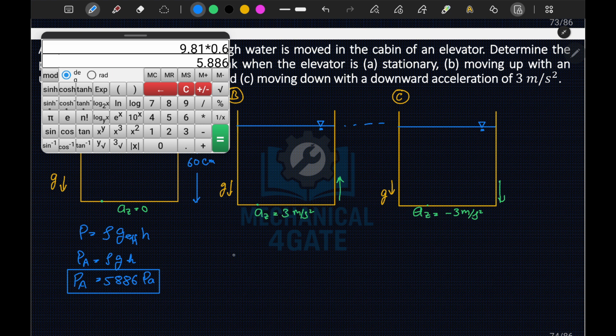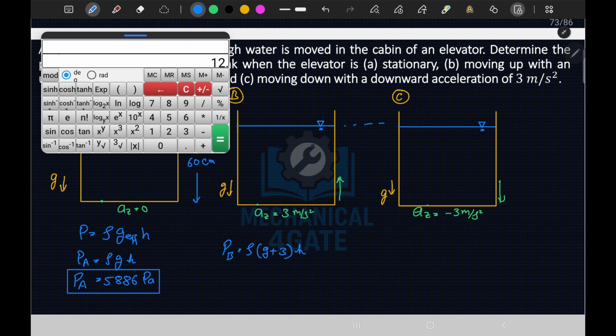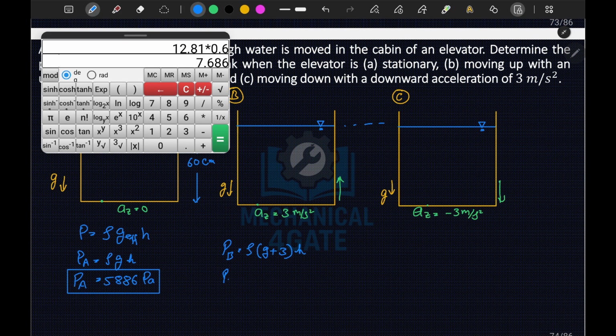Now if I talk about the pressure at B, pressure at B is equal to rho times g effective, where g effective will be g plus 3, times h. So g plus 3 will be 9.81 plus 3, that is 12.81, into h, that is 0.6. So this becomes PB is equal to 7686 Pascal. This is your PB.